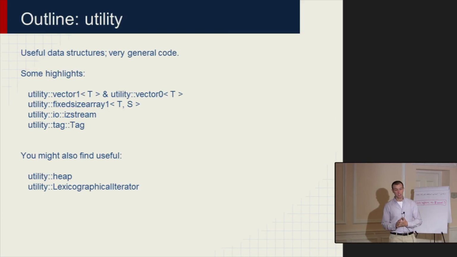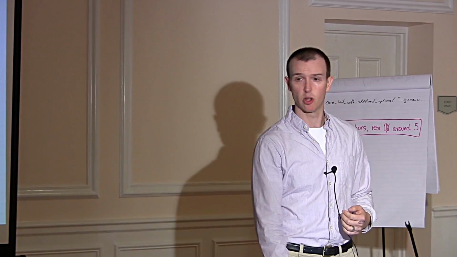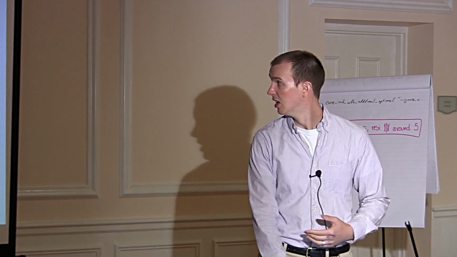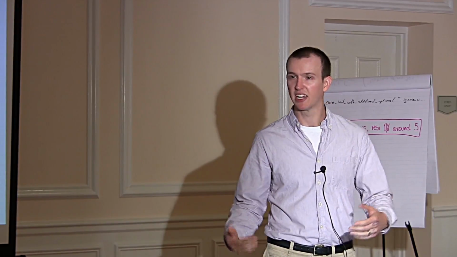Okay, so just as a quick outline here, I'm going to talk about a handful of classes within the utility library: vector1, vector0, the fixed size array, IZStream, and the tag class. I'm not going to say much about the utility heap or utility lexicographical iterator, but they're pretty sweet. And maybe at some point you'll decide to go back and look at these yourself.